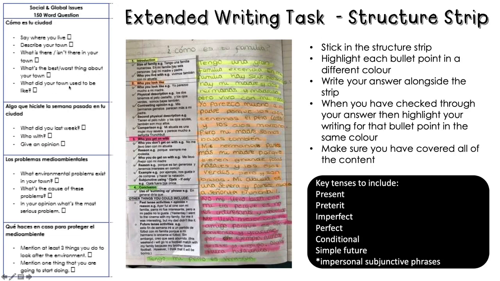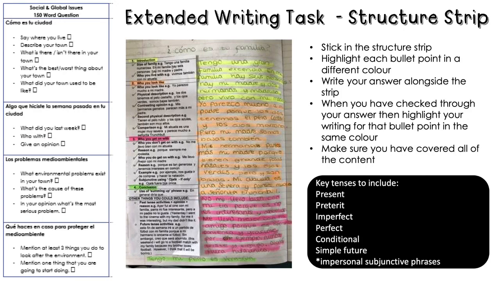What did your town used to be like? Now, so that's when you use the imperfect tense. So you have to say, in the past, London used to be, blah, blah. En el pasado, Londres era, and then you say an adjective. And then that is for the first paragraph.